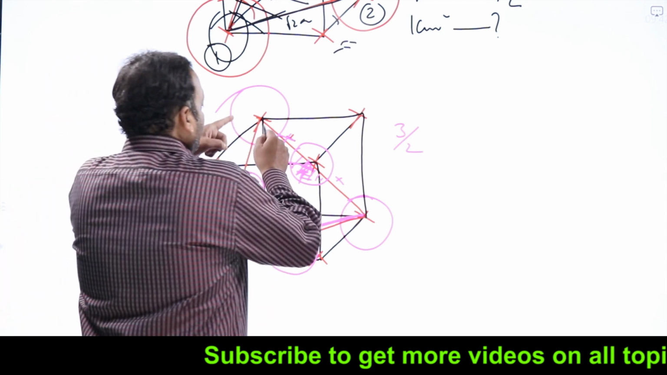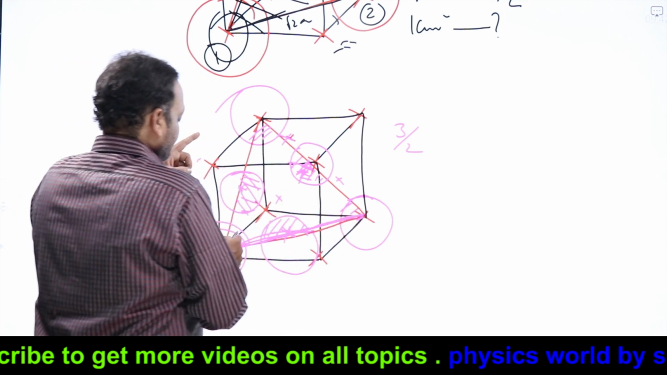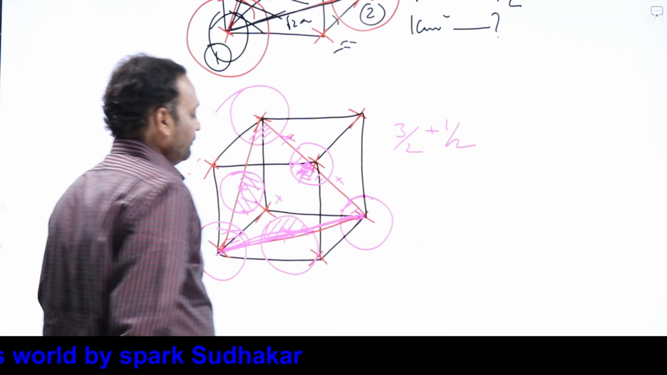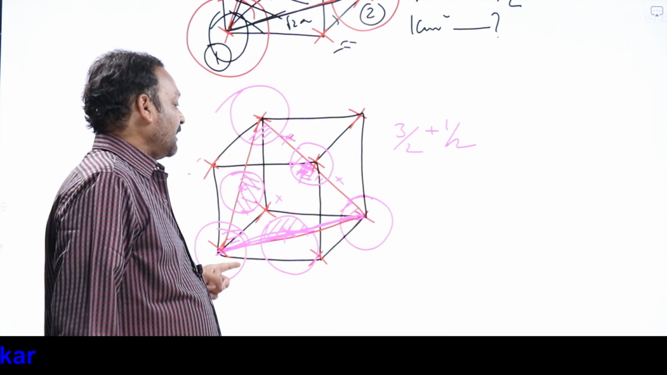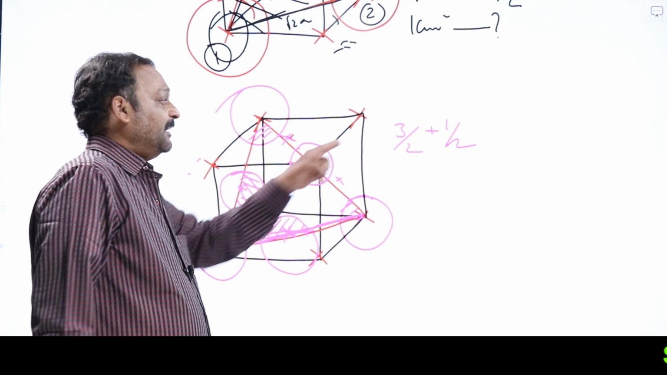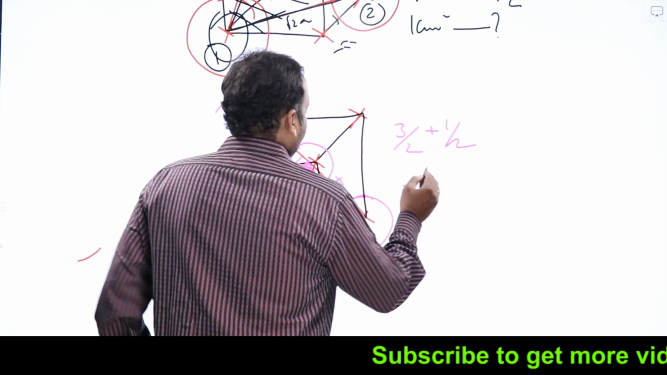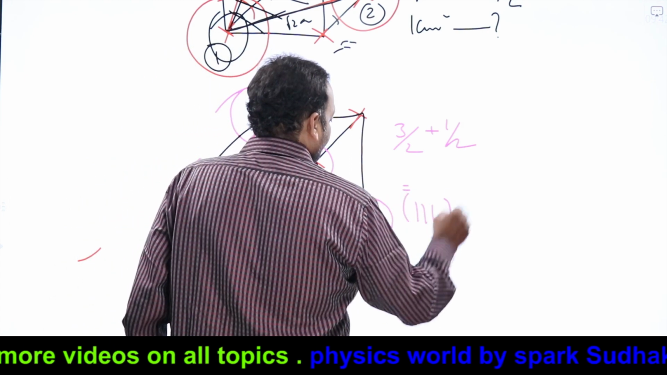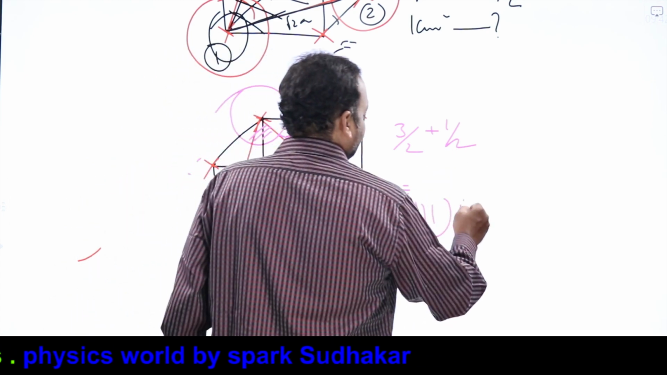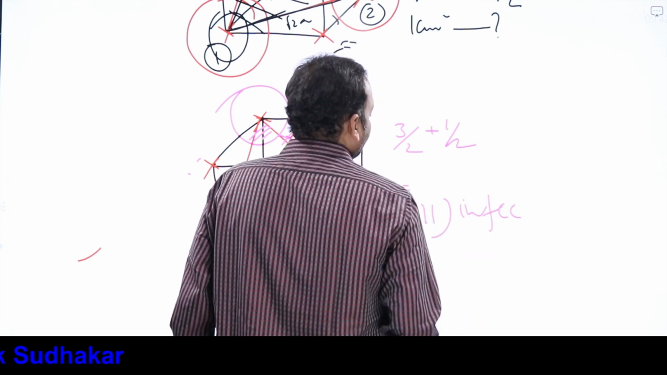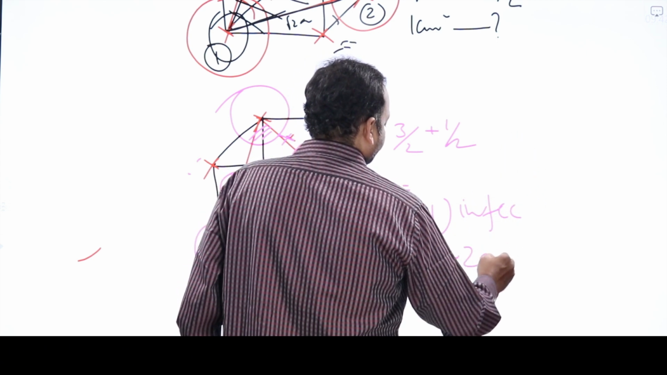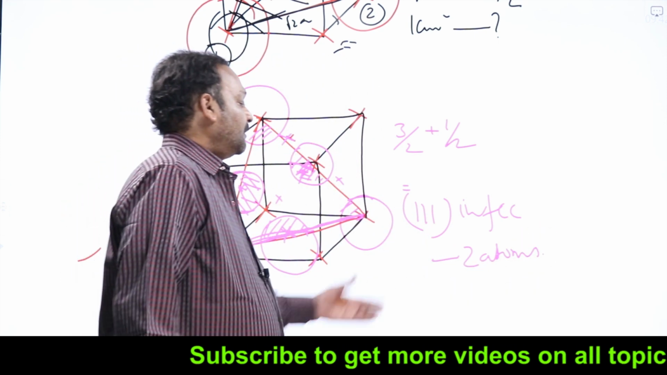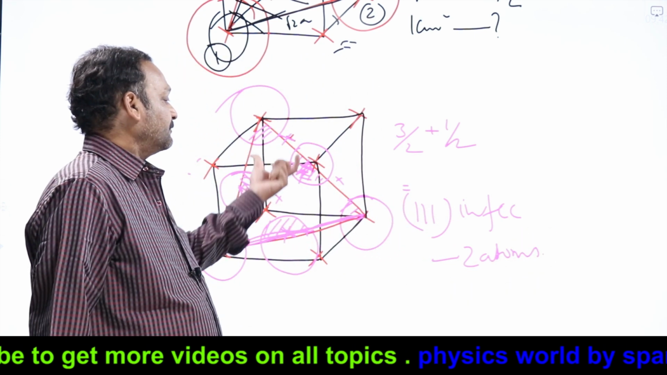And from these corner atoms 1/6, 1/6, 1/6. How much? Effectively only half atom from the corner atoms. From face-centered atoms, 3 halves, 3/2. So effectively, our 111 plane in FCC covers how many atoms? 2 atoms. Covers 2 atoms.